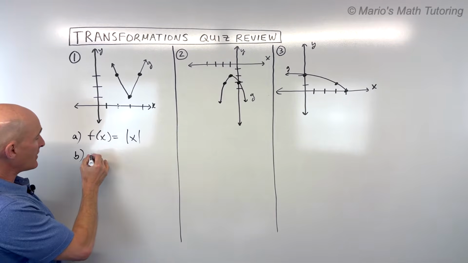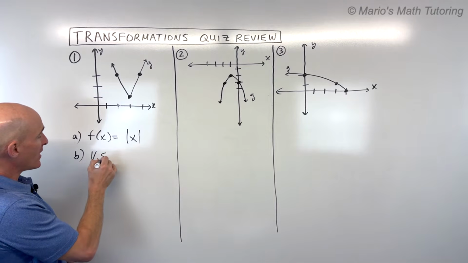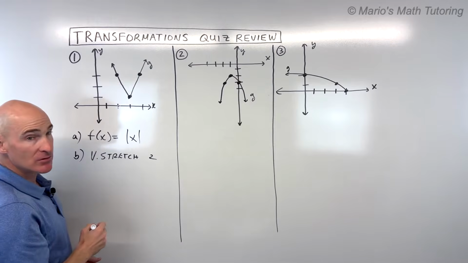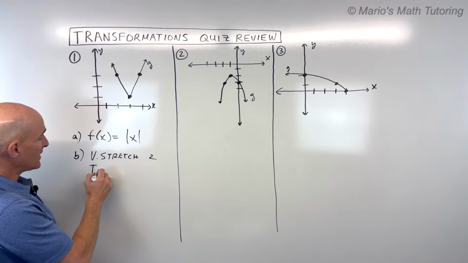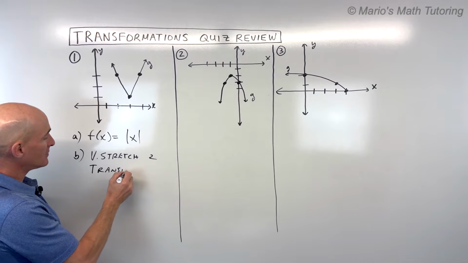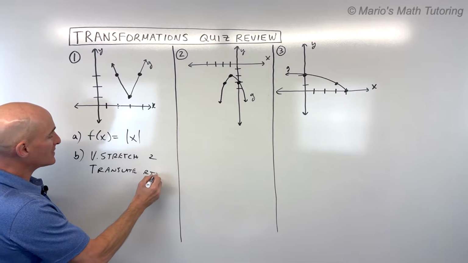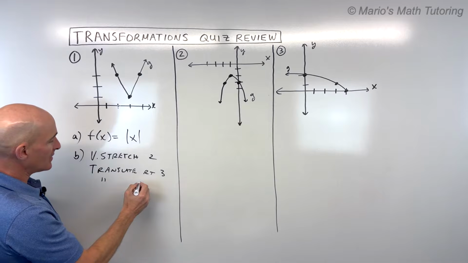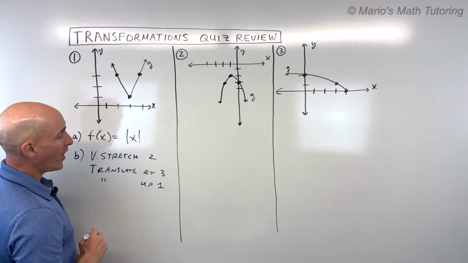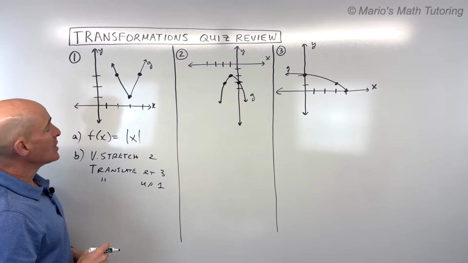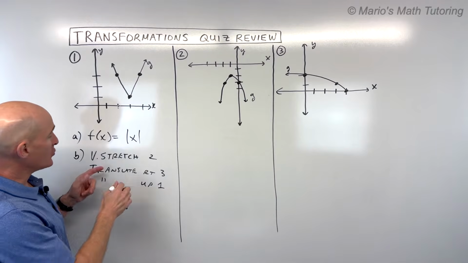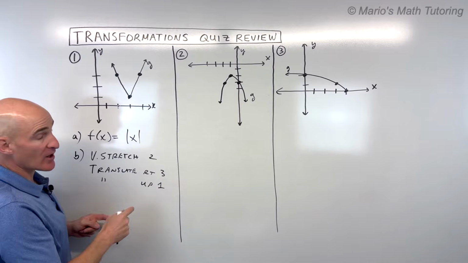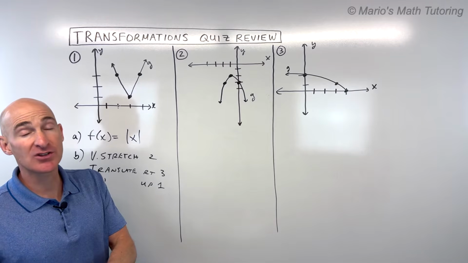So if I was describing it, I would say vertical stretch by a factor of 2. Then I would say translate or shift right 3, and then translate up 1. So that's the order. Now, is there another possibility? Yeah, you could say vertical stretch by a factor of 2, then translate up 1, and then translate right 3. You get the same graph, and that's also correct.